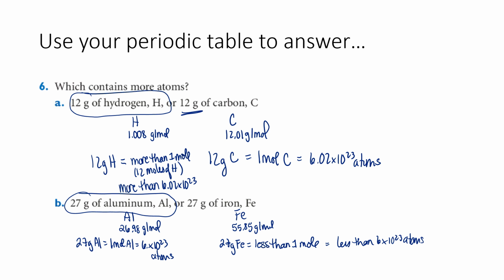And again, you could still use the other logic we talked about here. We could say, well, aluminum atoms are lighter, so you need more of them to get the same amount of grams. That's another way you can think of it.